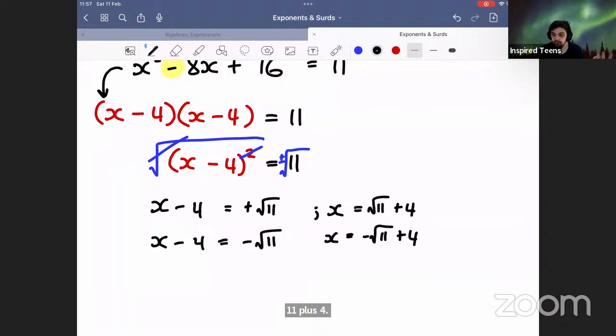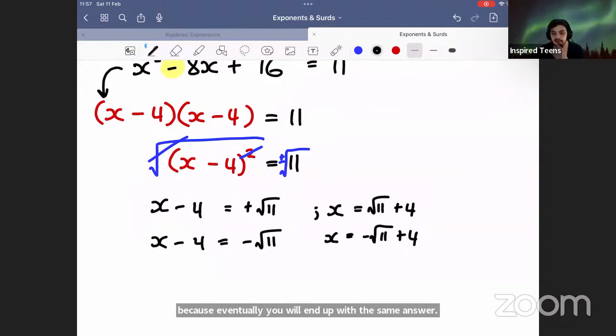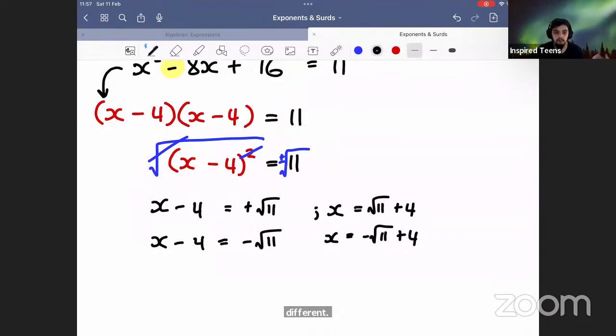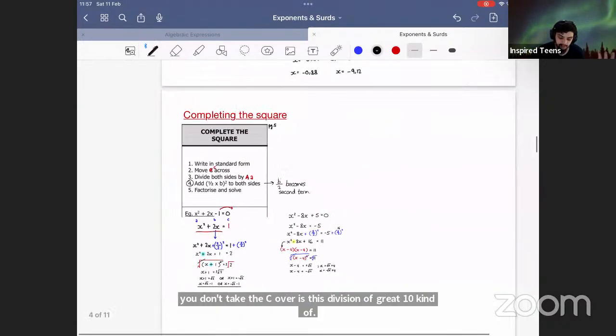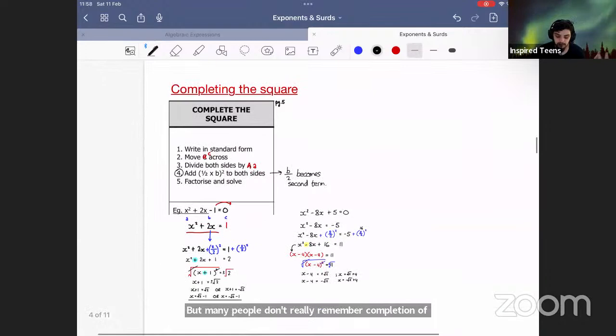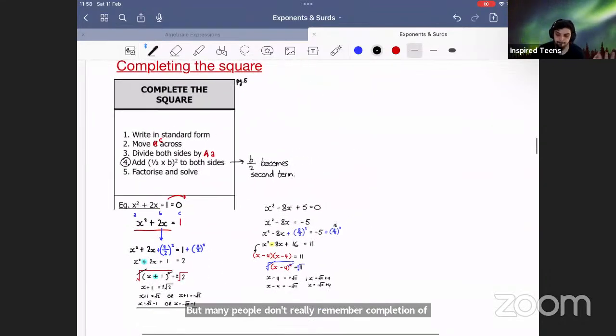So the method we learned, we don't take the C value over, and the answer in the form of the example is correct. Yes, that should be fine if that method works. If you don't take the C over, because eventually you will end up with the same answer. So that's fine. Very similar. Okay, but yeah, slightly different if you don't take the C over. Is this revision of grade 10? Kind of, but many people don't really remember completion of squares, and many people have not learned the quadratic formula in grade 10.